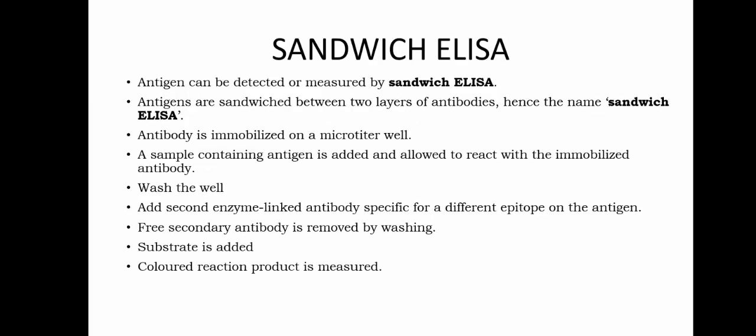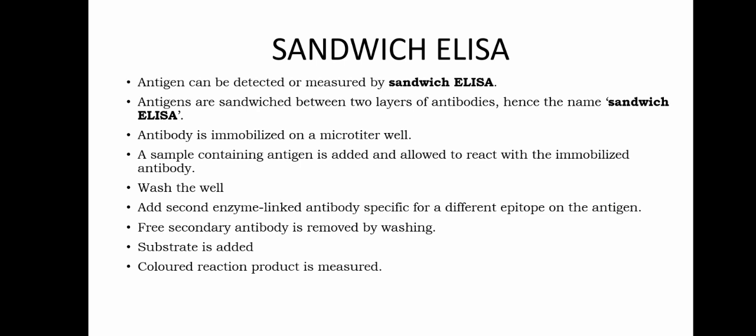Next one is sandwich ELISA. This technique is mainly used to detect the concentration of antigen in a sample. In this technique, there is an antibody coated microtiter well, and to this antibody coated microtiter well, antigen is added, and then secondary antibody is added. So antigen is sandwiched between the two layers of antibody. Hence, this technique is known as a sandwich ELISA.